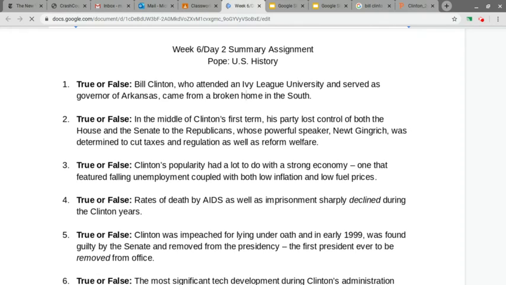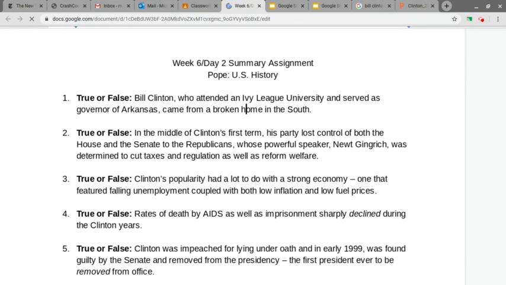True false. Bill Clinton, who attended an Ivy League university and served as governor of Arkansas, came from a broken home in the South. He did. He was raised by a single mom, and of course, he was a native of Arkansas.